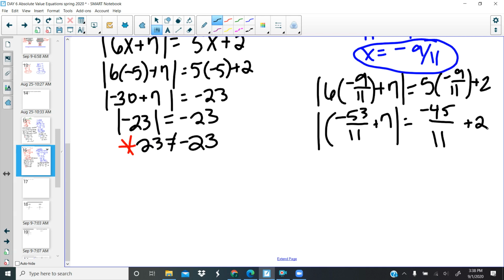That is totally fine. So then we're going to do negative 53/11 plus 7. So negative 53/11 plus 7 is going to give us 24/11. And that's inside the absolute value. And then we're going to do negative 45/11 plus 2, which is going to give us negative 23/11.